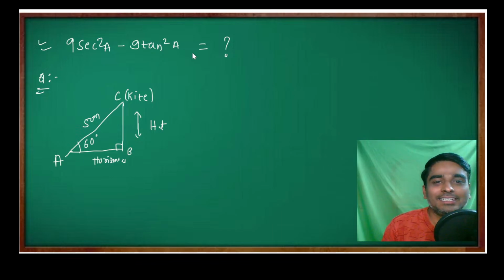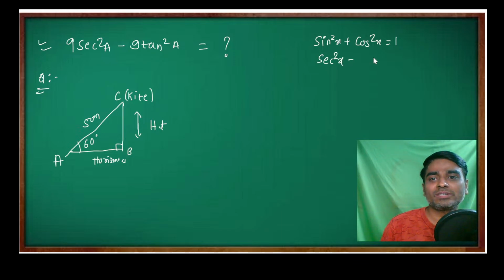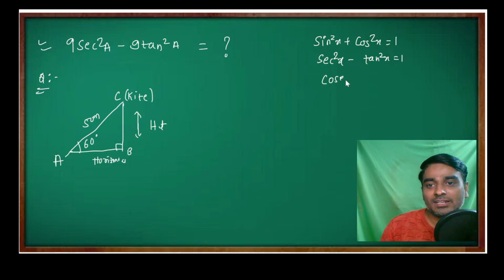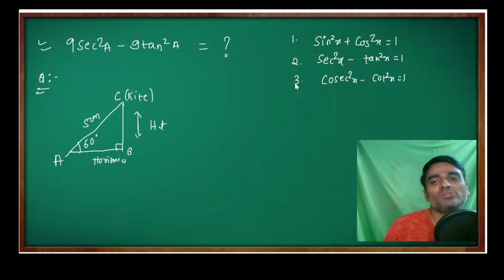How 9? We have 3 identities. Remember, one is sin square x plus cos square x equals 1. Second identity is secant square x minus tan square x equals 1. And the third identity is cosecant square x minus cot square x equals 1. These are the only 3 identities of trigonometry. From these 3 we write many other identities.